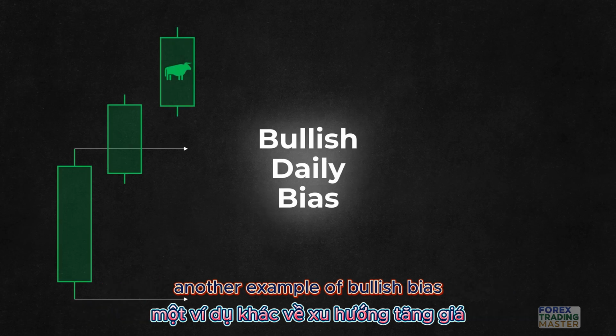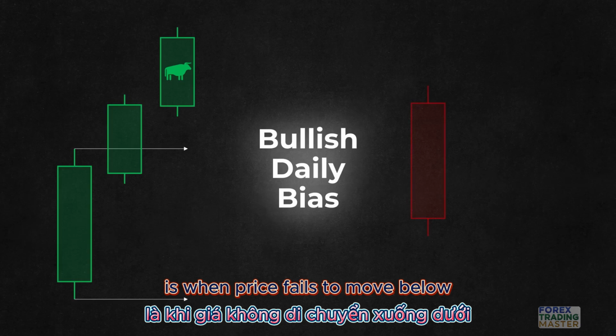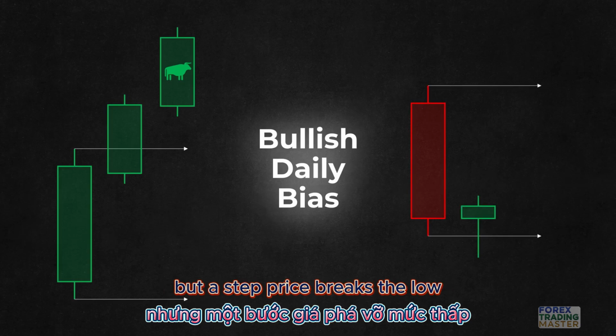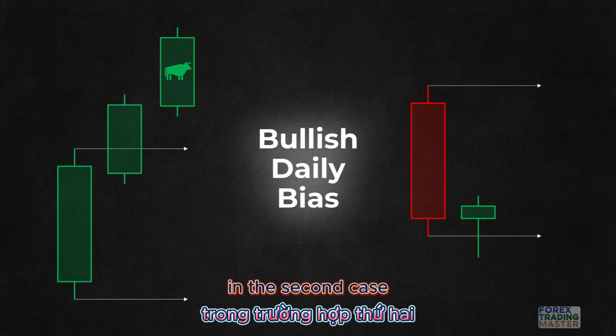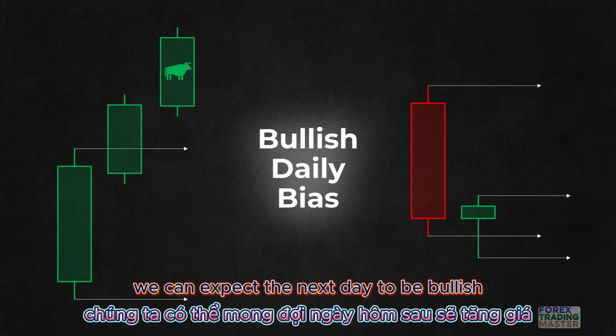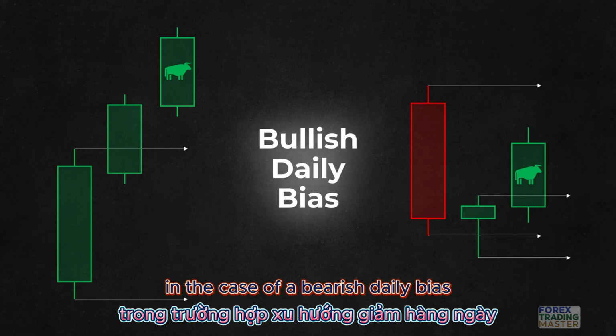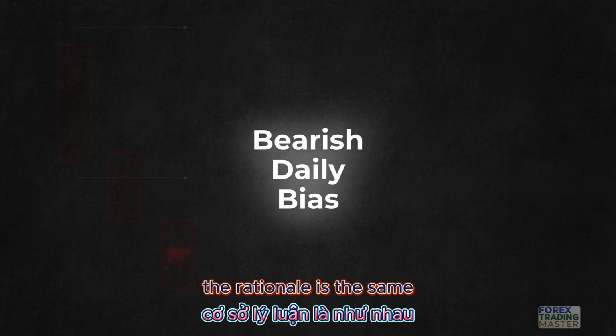Another example of bullish bias is when price fails to move below the previous day's low, like so. Price breaks the low, but it cannot close lower. In the second case, we can expect the next day to be bullish, or at least the high to be met. In the case of a bearish daily bias, the rationale is the same.